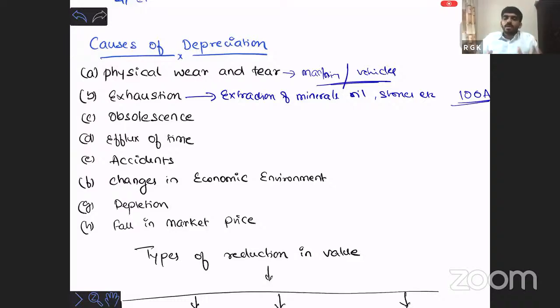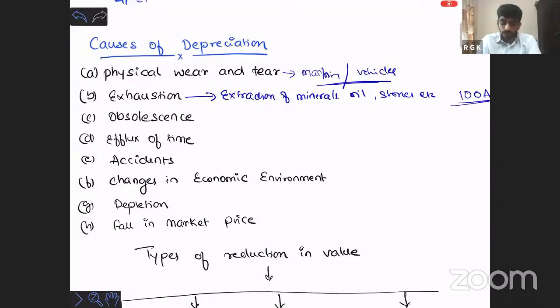See, ultimately, what is depreciation? It is loss in the value of an asset. Why will the loss happen? Because of these features, loss may happen: physical wear and tear, exhaustion, obsolescence, efflux of time, accidents, change in economic environment. Business environment may change. You may be using a machine where more human labor is used. Now more automatic machines have come. Automatically the old machine's value reduces. So this is due to change in the economic environment.